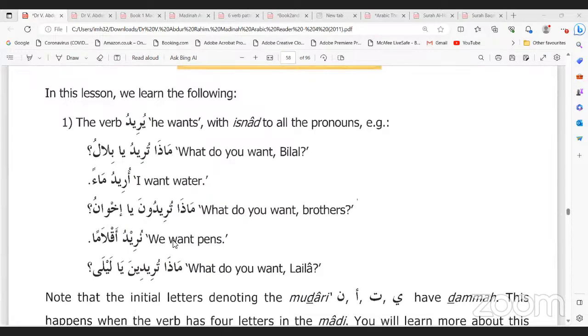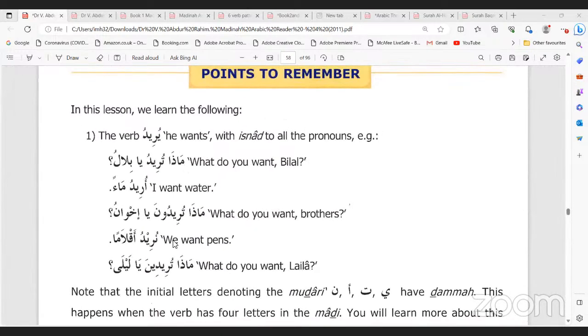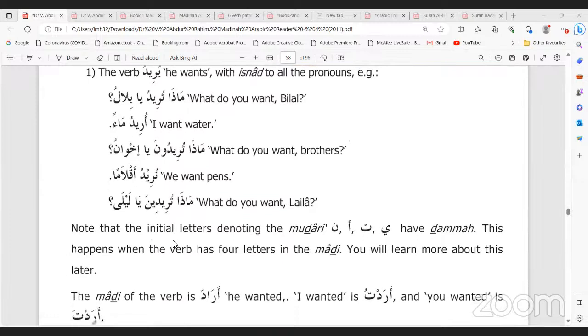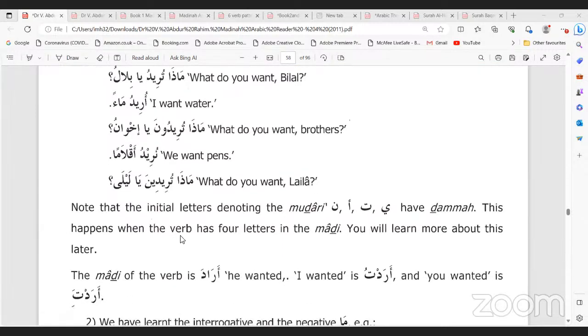In this lesson, we learn the following. The verb yurido, he wants, with isnad to all the pronouns. Example: Maza turido ya Bilalu? What do you want, Bilal? Urido ma'an. I want water. Maza turiduna ya ikhwano? What do you want, brothers? Nurido aklaman. We want pens. Maza turidina ya Layla? What do you want, Layla?